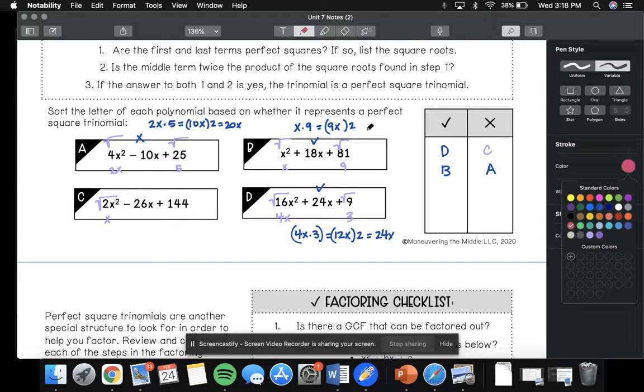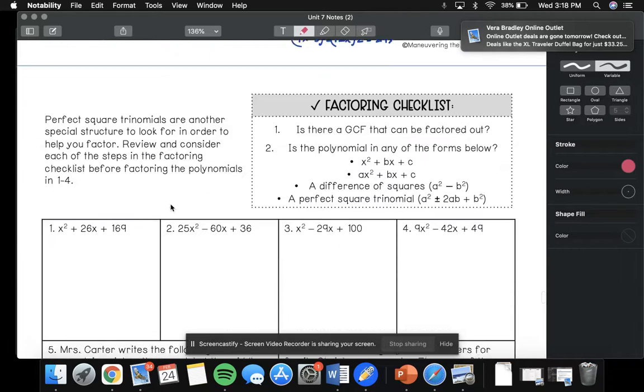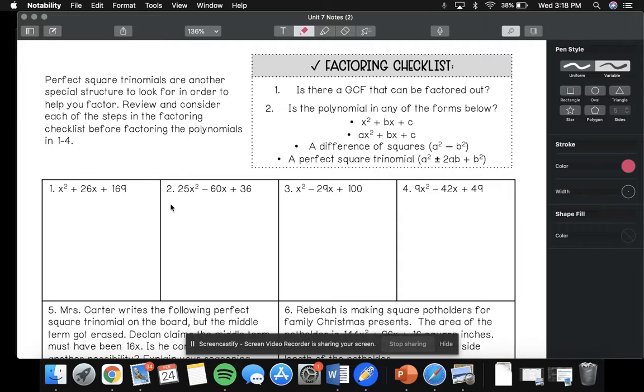Okay. So knowing that, I could assume that my two answers should be x plus 9 quantity squared for this one, and this one should be 4x plus 3 quantity squared. Okay. And these others might be able to be factored, but they are not perfect square trinomials like B and D. Okay, now we're going to put everything together and just factor some awesome problems.